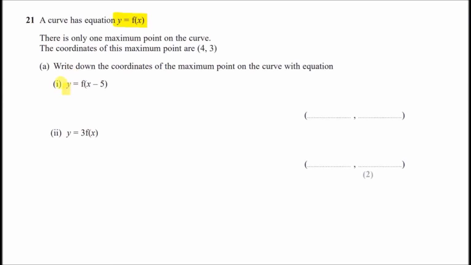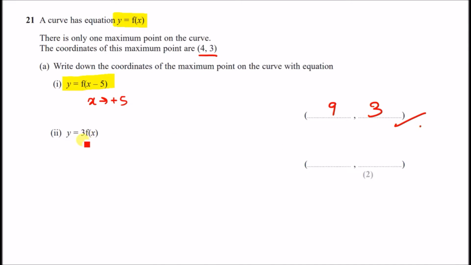So it's telling us in the first transformation that we now have f(x), which becomes f(x minus 5). So inside the bracket, when it says x minus 5, we do the opposite. We're now going to add 5 to every x coordinate. So this means we look at (4, 3), just add 5 to the x coordinate, and it's going to become (9, 3). And that's it.